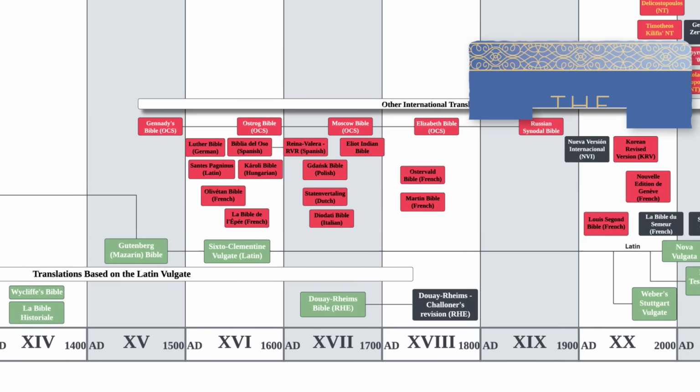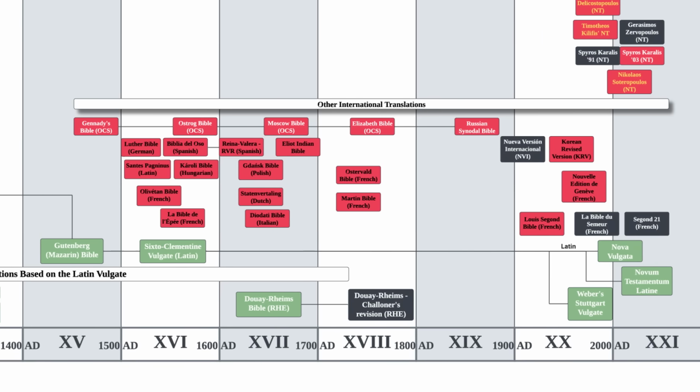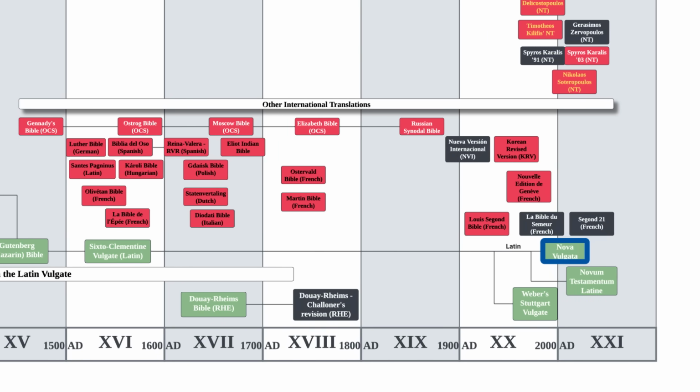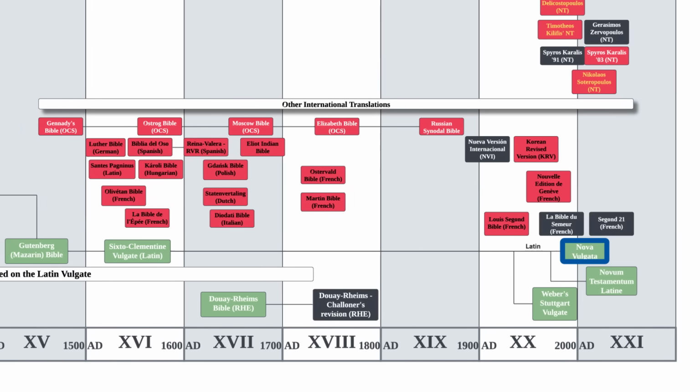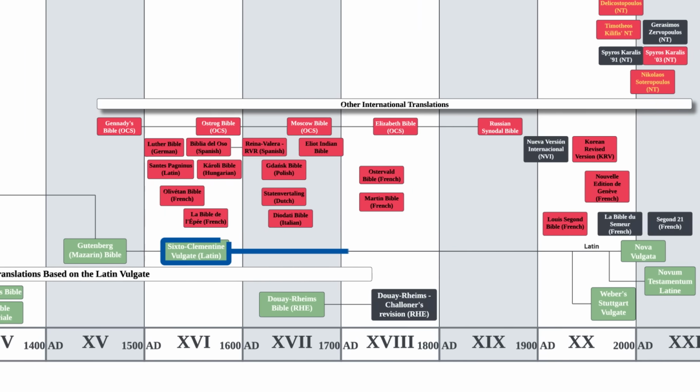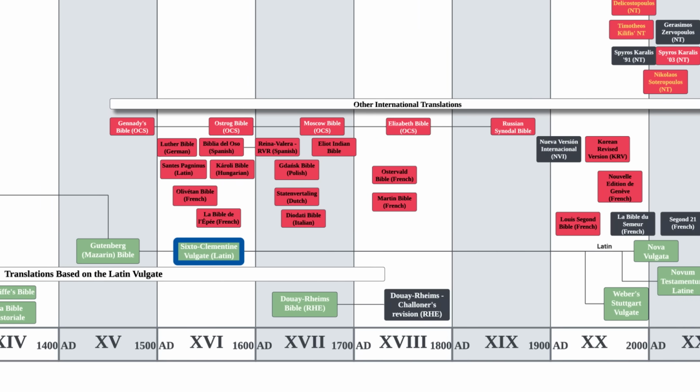Okay, the last thing I'll point out in this green Western text type section is the Nova Vulgata, or New Vulgate, which is the official Latin version of the Bible used by the Catholic Church today. It was produced in 1979 based on the 16th century Sixto-Clementine Vulgate, which was produced after the famous Gutenberg Bible, the very first book to be printed using a modern printing press.